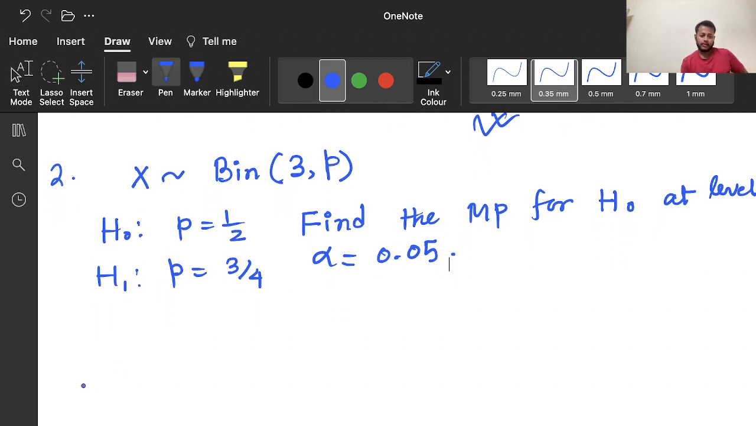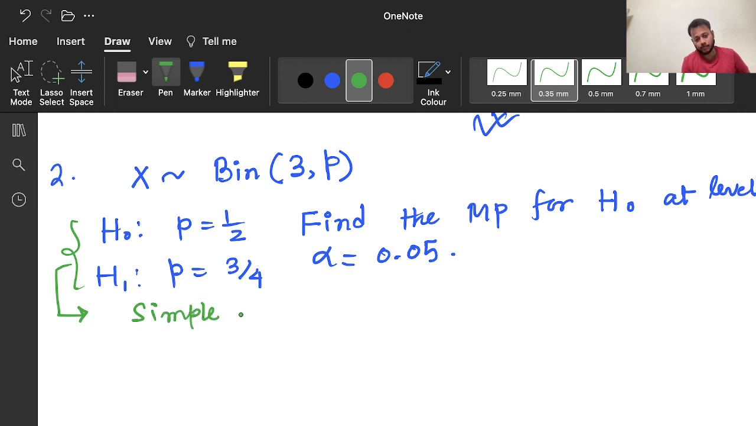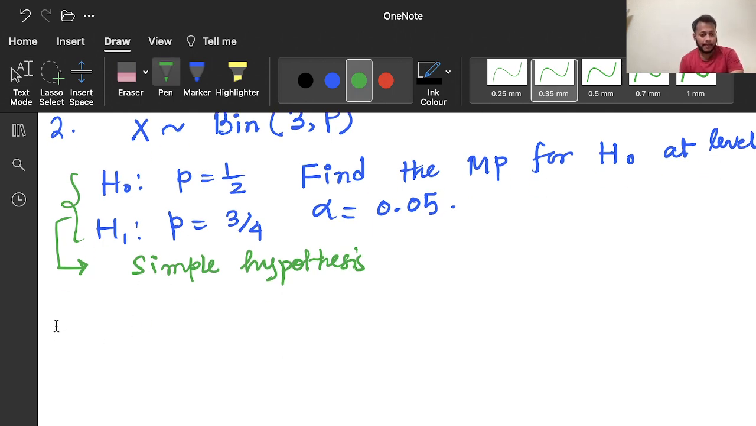Now here again these two are simple hypotheses, because from these two probabilities the distribution function can be easily found. So that's why we can apply here the NP fundamental lemma.